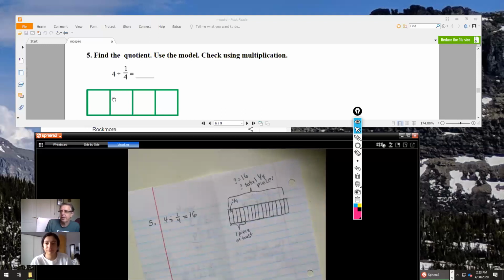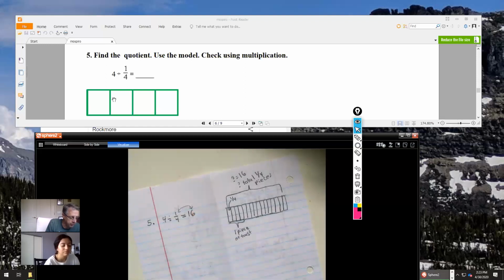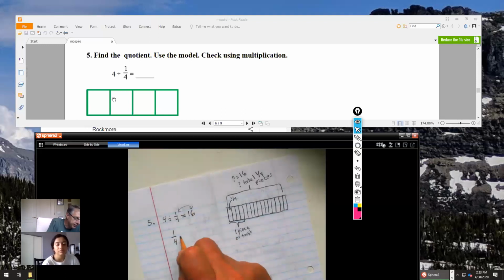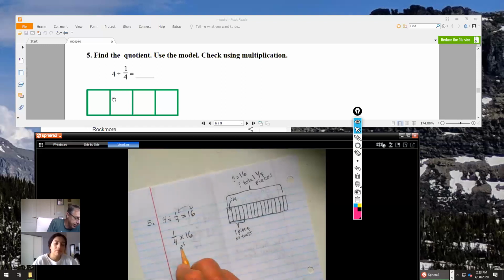But wait, there's more. It also says check using multiplication. So I want to take my 16 and my 1/4 and use those to check by multiplying. I do it like this. I could take my 1/4 and multiply it by 16, which is also, pro tip, the same thing as saying 1/4 of 16. I can go ahead and multiply that out by turning 16 into a whole or an improper fraction, 16 over 4.